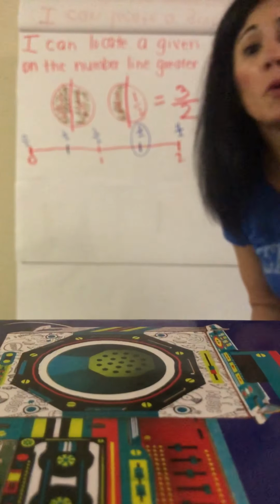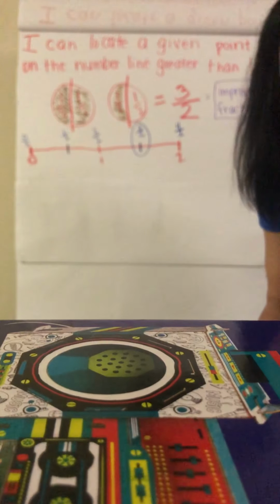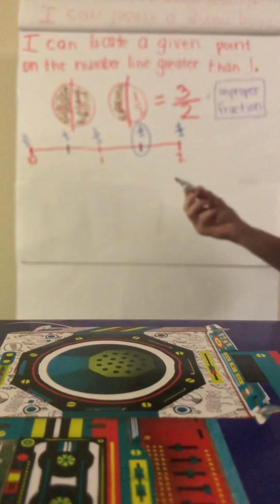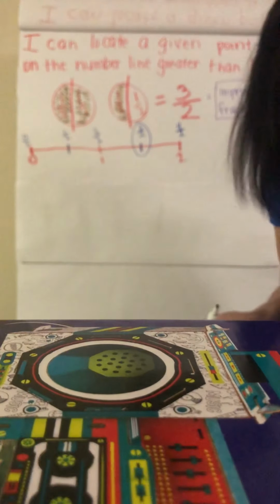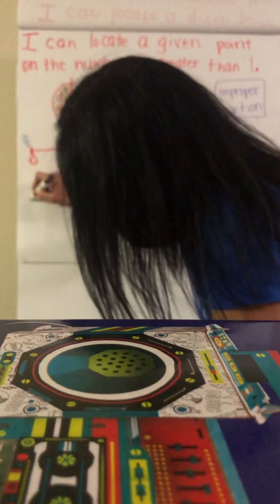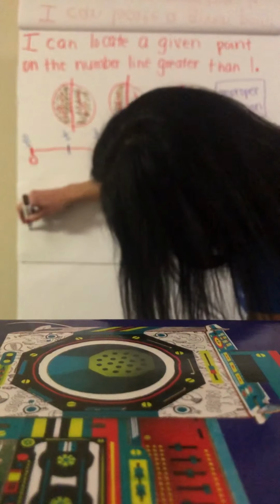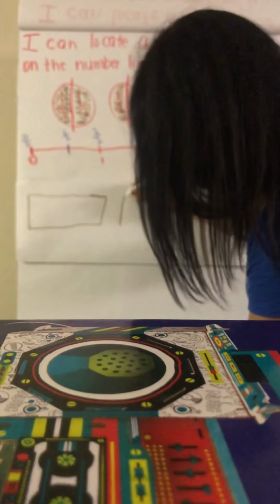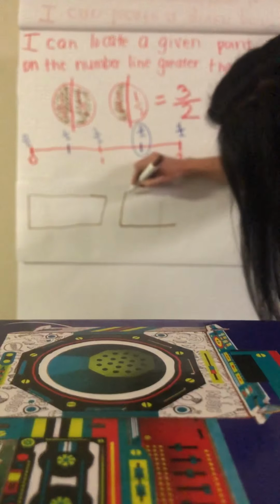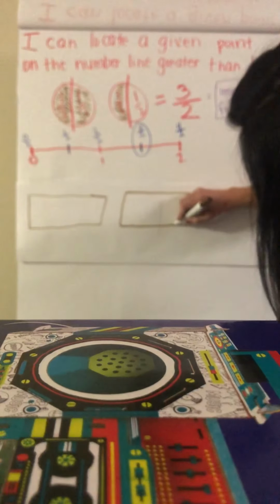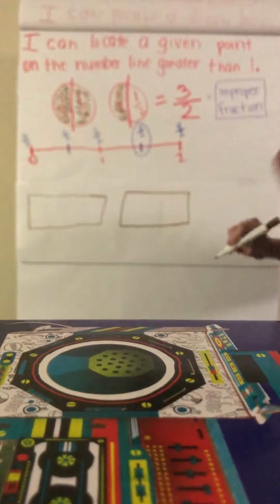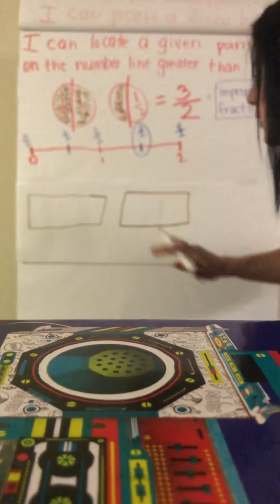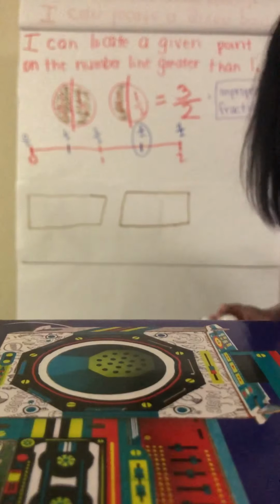Alright, let's look at one more example of how we can put an improper fraction on the number line. First, we're still going to use a shape. This time, we're actually going to use a rectangle. Oops, I'm not doing a very good job drawing rectangles. Alright, so first of all, you can see that I have 2 rectangles.